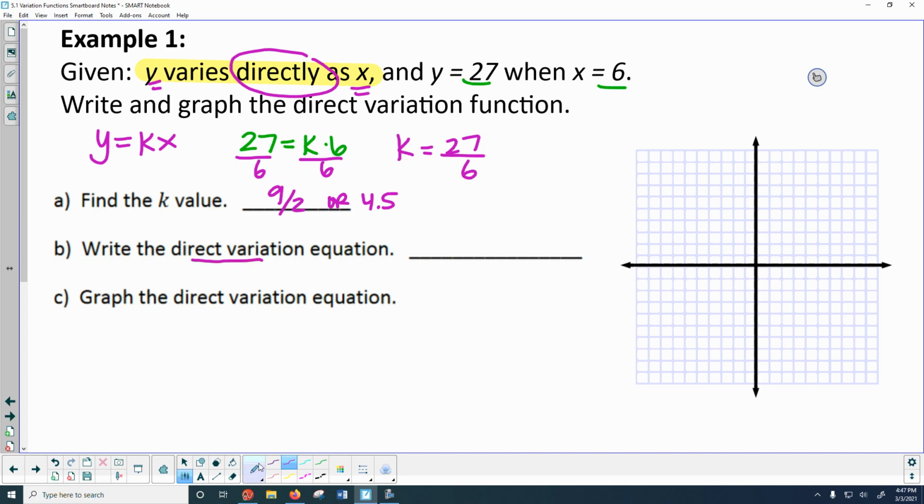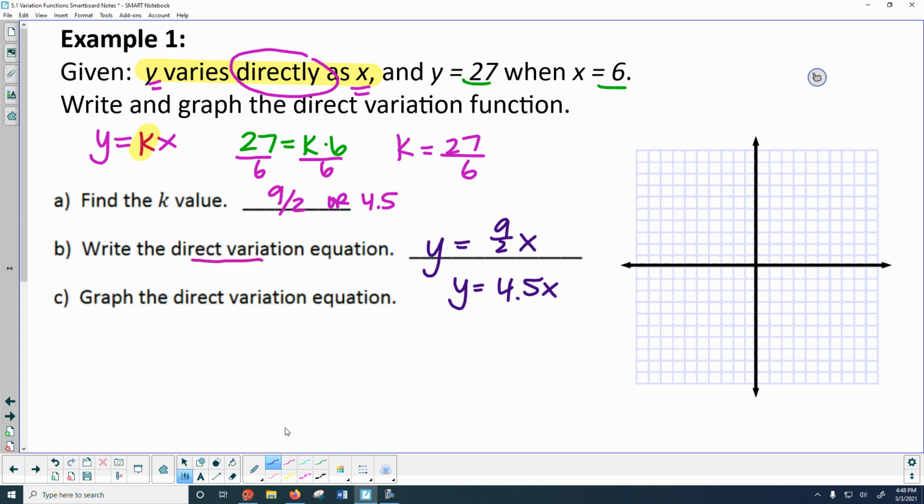The pattern again was y equals kx, and we now know k. So my equation is y equals 9 over 2 times x. And you also in this one could write 4.5x. Well, now I want to graph what that looks like.